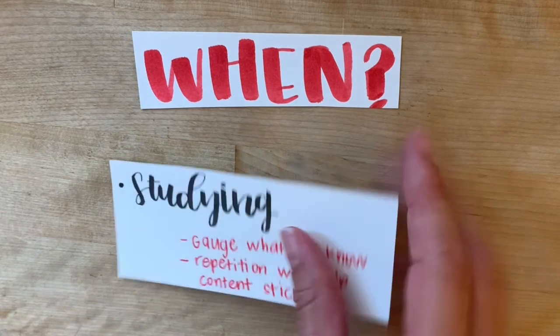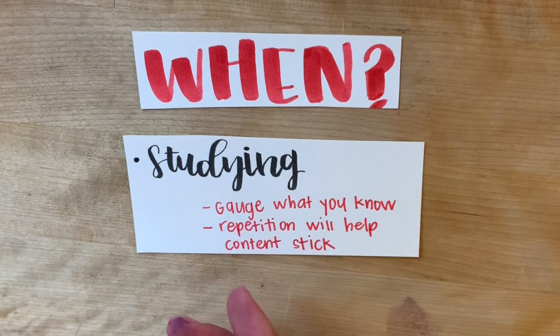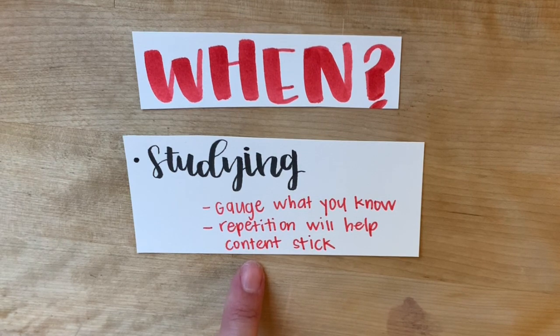When could you use this organized brain dump tool? I would definitely suggest using it as a study tool because it'll help you figure out what you need to study and what you don't need to study, which will make your whole process a lot more efficient. And then also by repeatedly practicing this organized brain dump, it's going to help commit the content to memory.